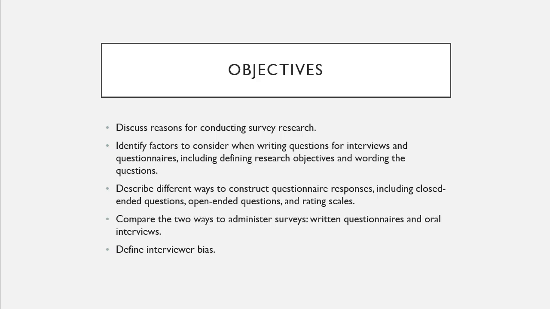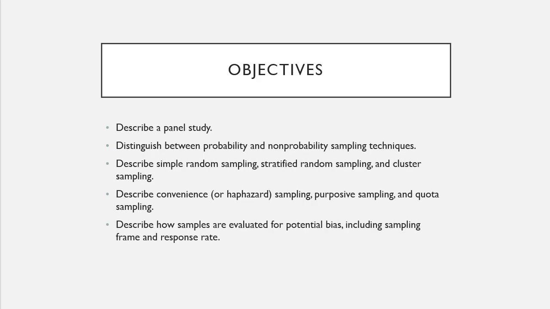Some objectives that we're going to go through: we're going to take a look at some reasons for conducting survey research, and look at some factors to consider when writing questions for the interviewers or the questionnaires. We're going to look at some of the construction issues like responses, closed and open-ended questions, and rating scales. We're going to look at a couple different ways to administer surveys, either the written questionnaires or the oral interviews. And then we're going to talk about interviewer bias as well as what a panel study is.